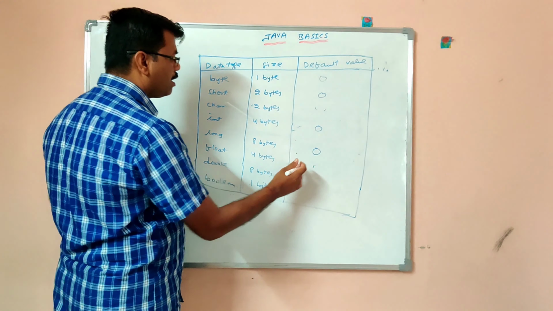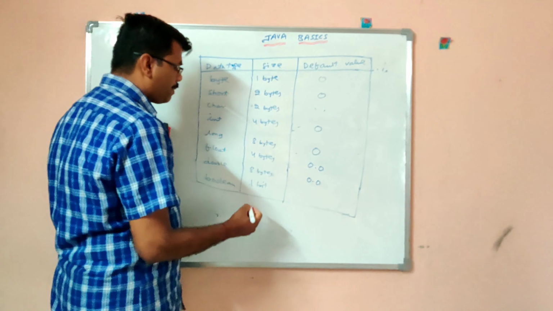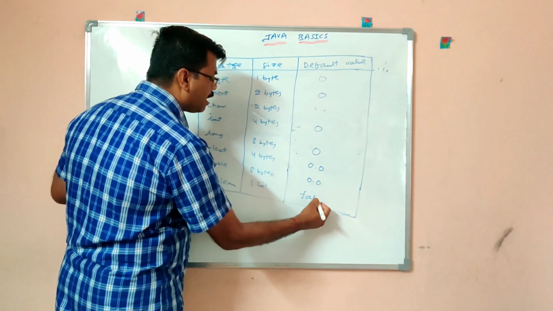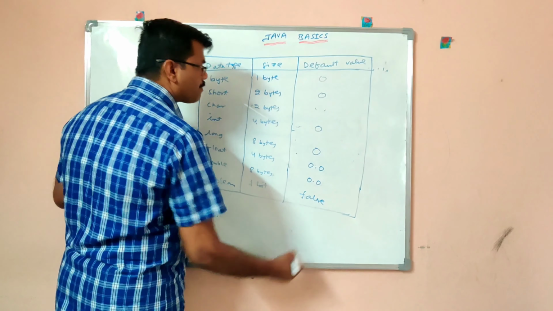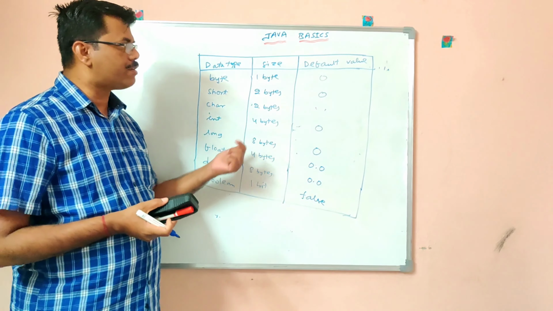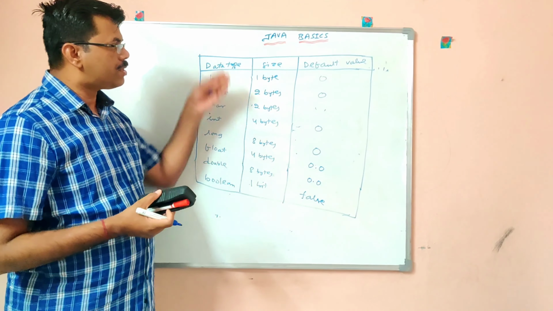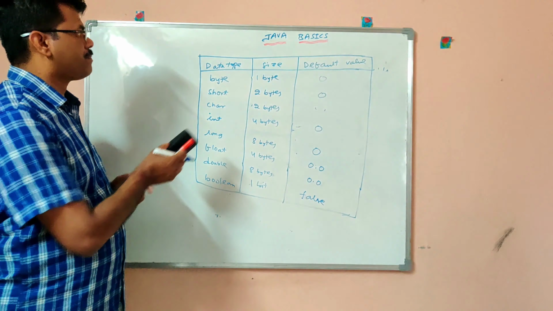And float and double, it goes with the default value like 0.0. For floating type, it is 0.0. And for boolean, the default value is false. This default value concept is very, very important, which we use more in object-oriented programming. So these are about primitive data types.